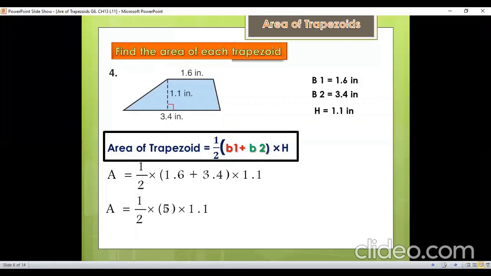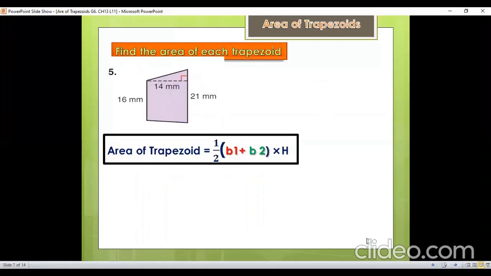It means 2.5 multiply 1.1. By multiplying, the result will have two decimal places, because we have one decimal place in this one and one decimal place in that one, then both of them will give two decimal places. And the answer is 2.75 square inch.